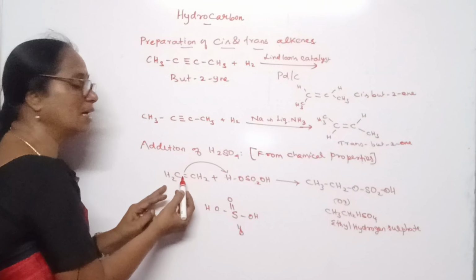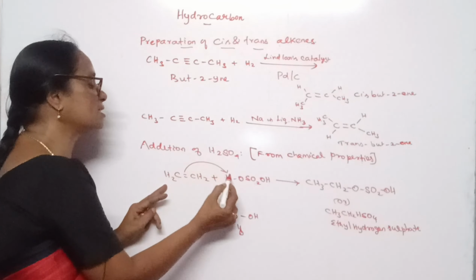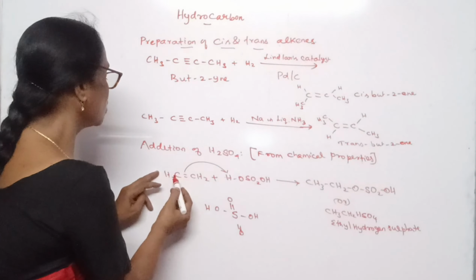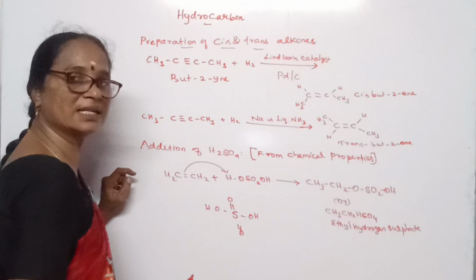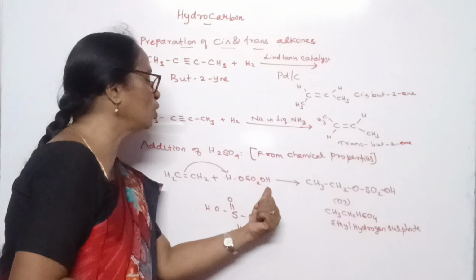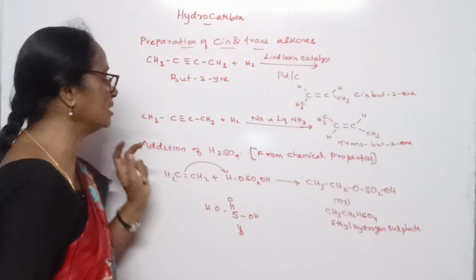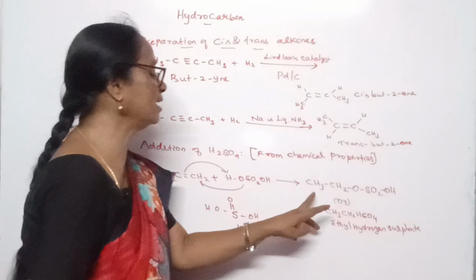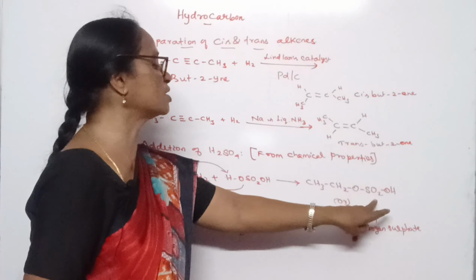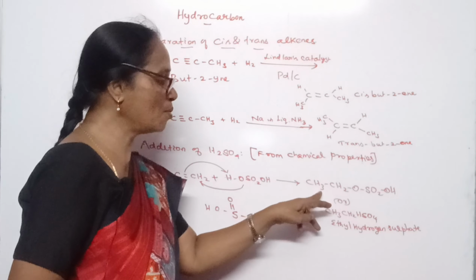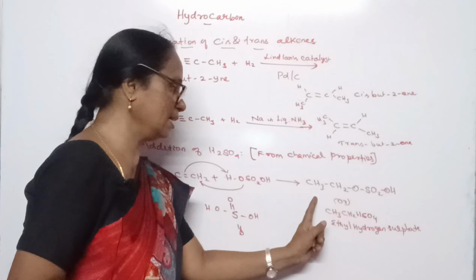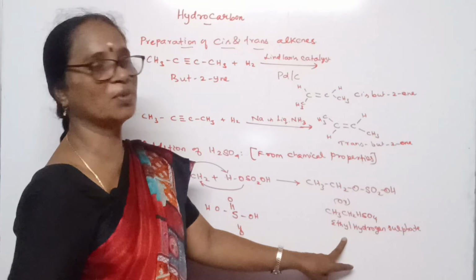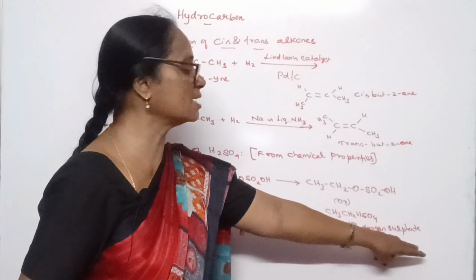So, the pi electrons of the doubly bonded carbon attract the hydrogen of sulfuric acid. One of the CH2 goes to CH3, and the rest, OSO2OH, just adds to the other carbon. So, we are getting CH3CH2OSO2OH. The same compound can also be written as CH3CH2HSO4. The name of the compound is ethyl hydrogen sulfate.